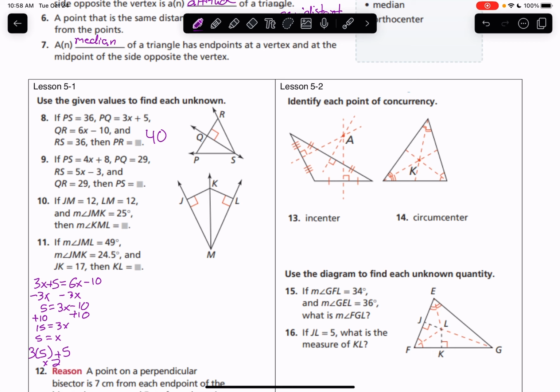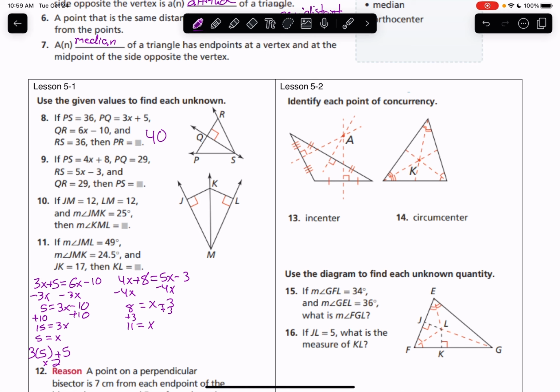Number 9, if PS equals 4x plus 8, PQ equals 29, RS equals 5x minus 3, and QR equals 29. Same idea here. We're going to set these two things equal to one another. So 4x plus 8 equals 5x minus 3. And solve. We find out that 11 equals x.